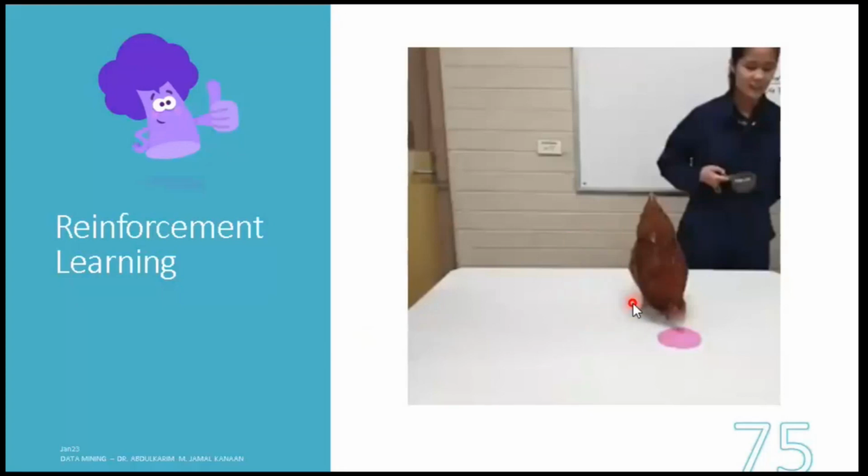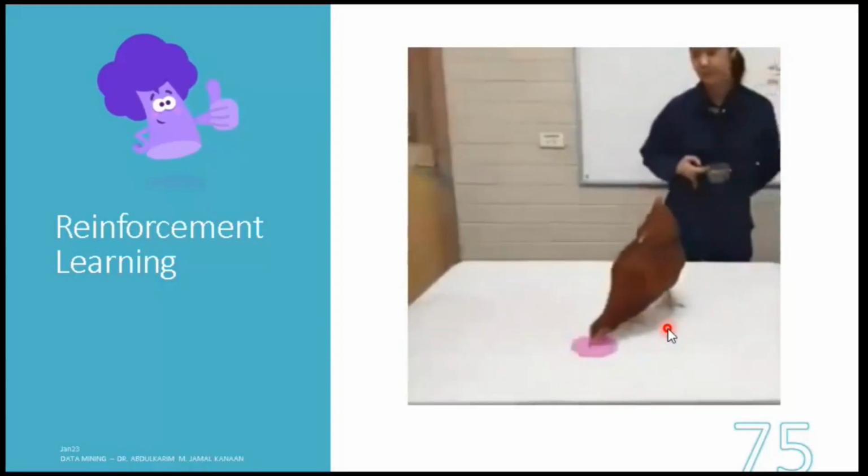We have a hen here, and this hen has been trained to pick, let's say, the pink color. Every time the hen chooses the correct color, it is going to be rewarded, given some food. Okay? So now, of course, you're not going to see any training going on. The hen is already trained, but at least it demonstrates the idea. So notice what happened.